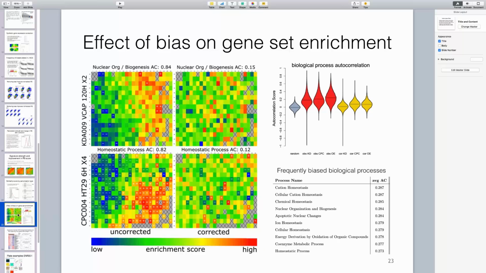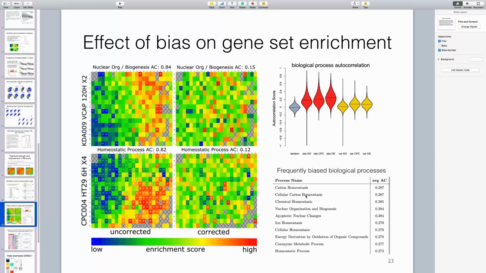You can see it's very similar to the individual gene bias. There is a bias in the enrichment scores in the uncorrected data, and that autocorrelation is removed significantly after the gene expression correction.